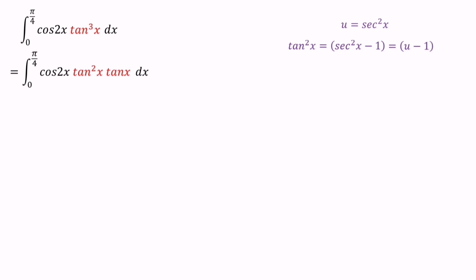Now cos 2x. Cos 2x we can write as 2 cos squared x minus 1 using the double angle formula. Cos squared x we can write from the denominator as 1 over sec squared x. Since sec squared x equals u, we can write cos 2x as 2 over u minus 1. So we can think of sec squared x equal to u guiding us to simplify this integral. Let's jump into the question.